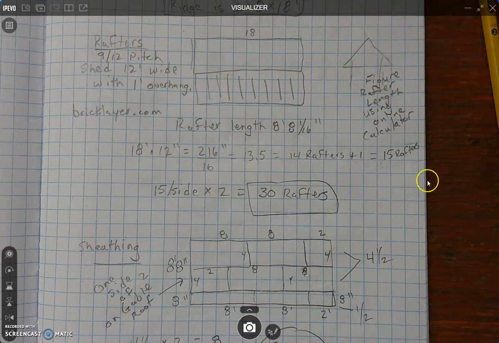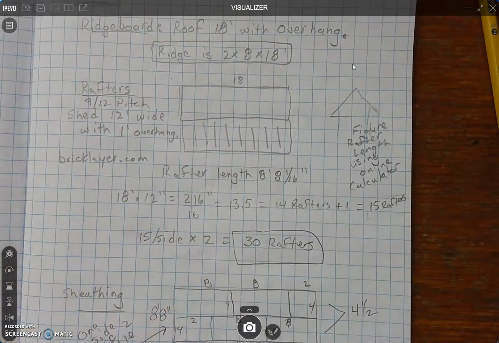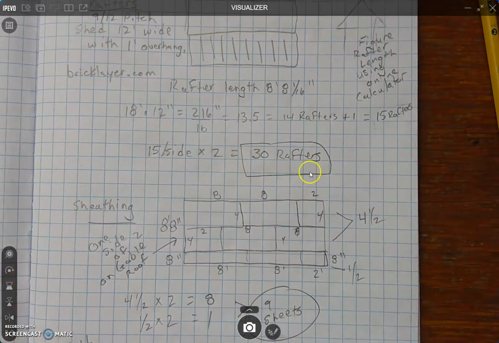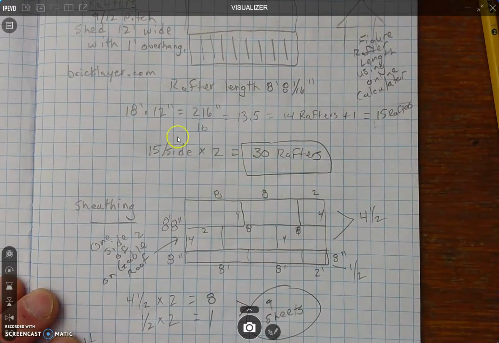I think it's 2x6 that we use for our roof. Okay, I don't know if I wrote that on here anywhere. I don't think so, but it's a 2x6 that we're using for our roof rafters, I believe. But we need 30 of them. Okay, so that's how you figure that out.